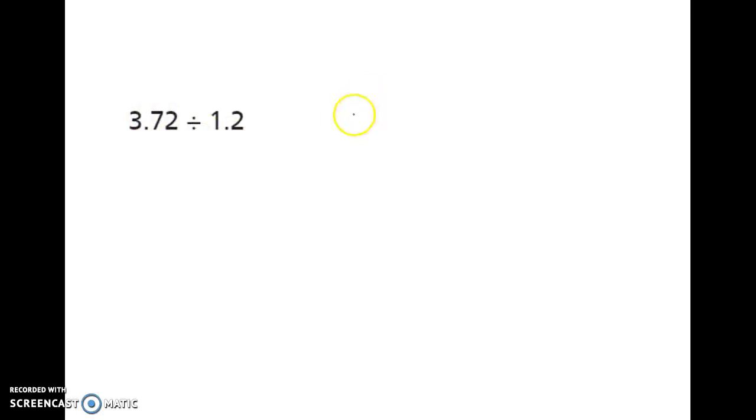That means that when I write this out, the 1.2 is my divisor, that's on the outside of the house, and 3.72 is on the inside. All right, so I'm going to follow the steps before. I don't want to divide by a decimal number. I want to change this to be a whole number.